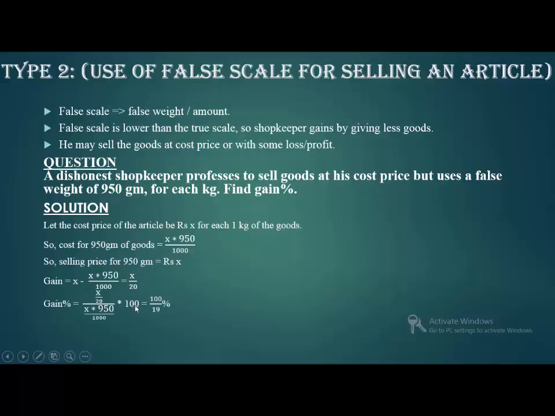To find the gain percent, we do it with respect to the cost price, and the cost price is X into 950 by 1000. This profit is X by 20, and to convert it into percentage, we multiply it by 100, and the final gain percent comes out to be 100 by 19 whole percent.